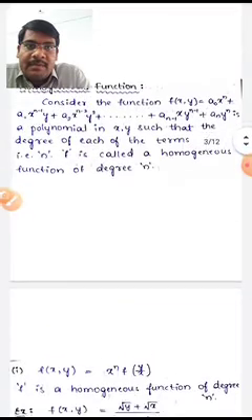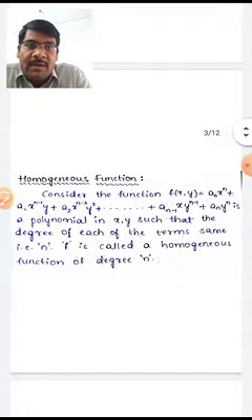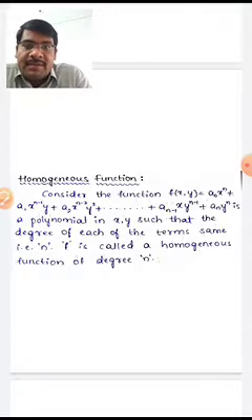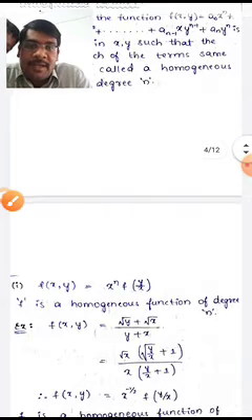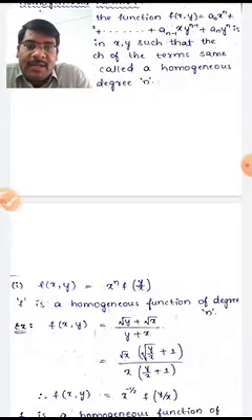Here we keep x power n common from this polynomial, which gives a naught plus a1 y by x plus a2 y by x whole square, and so on, plus an y by x whole power n. This function can be written as f of x comma y is equal to x power n f of y by x. Here f is a homogeneous function of degree n.